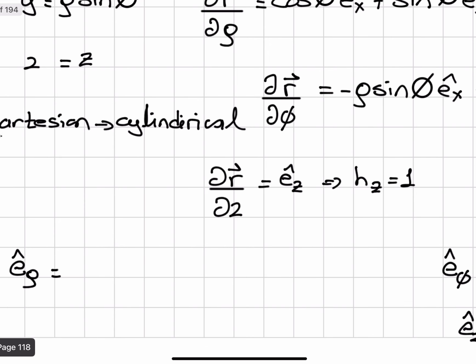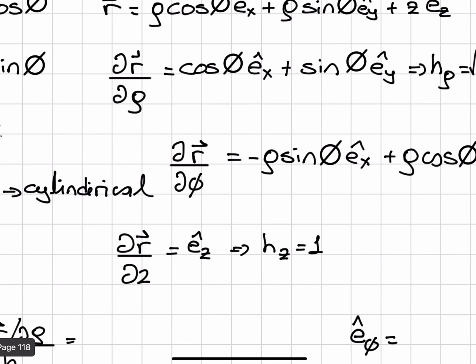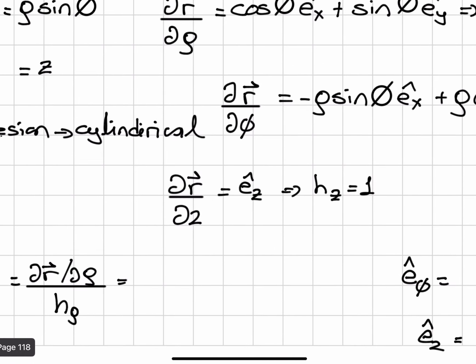Okay, so what is the unit vector on the rho axis? It is del r del rho divided by the magnitude, which is the scale factor h rho. Now what was del r del rho? Cosine phi ex hat plus sine phi ey hat. Since the scale factor is 1, it's identical to this. So it is going to be cosine phi ex hat plus sine phi ey hat.